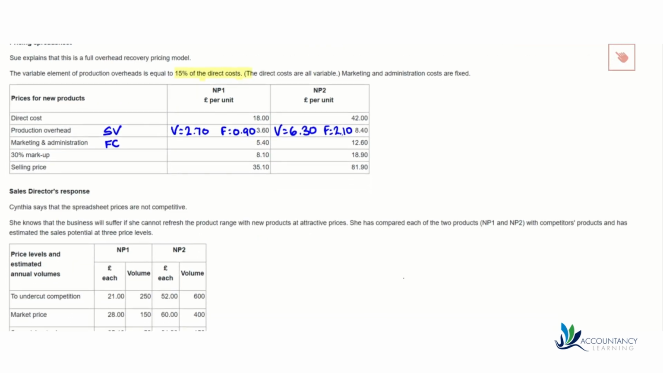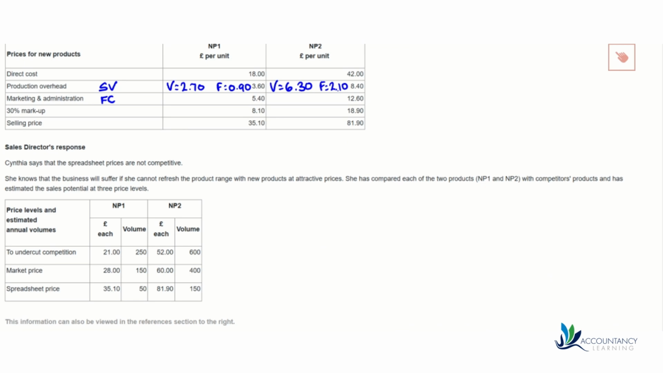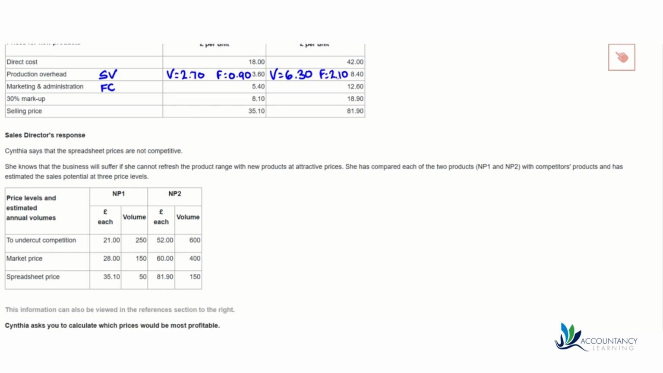Looking down at the sales director's response, Cynthia says that the prices are not competitive, and she knows that the business will suffer if she cannot refresh the product range with new products at attractive prices. She has compared each of the two products, NP1 and NP2, with competitors' products and has estimated the sales potential at 3 pricing levels, which is to undercut competition, the market price, and the spreadsheet price.